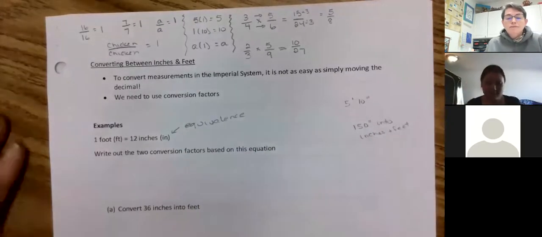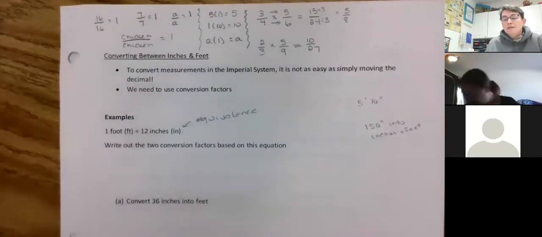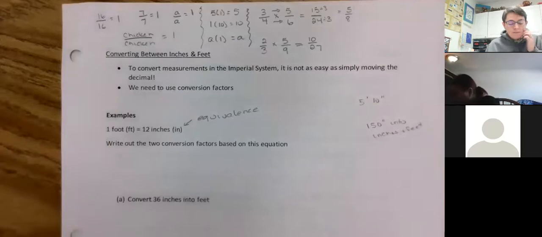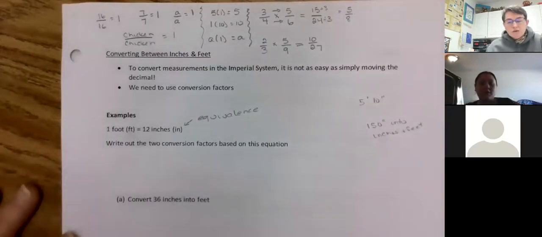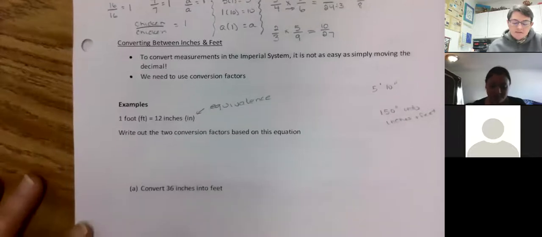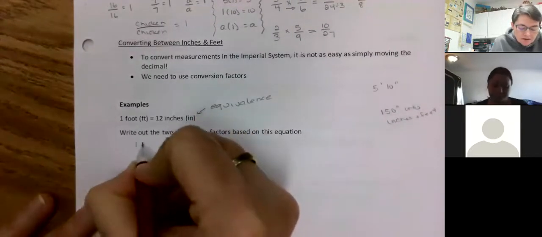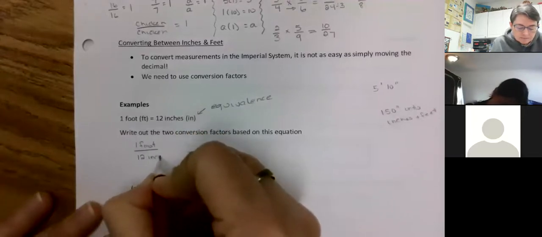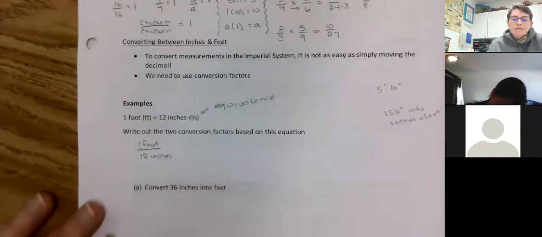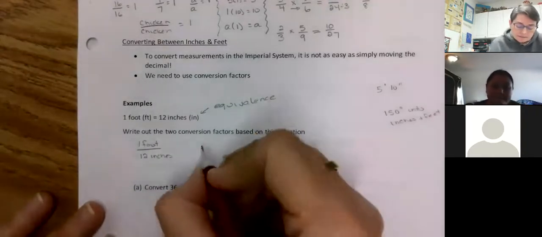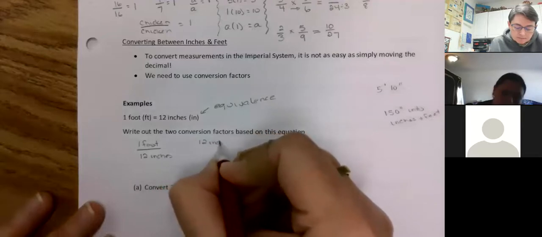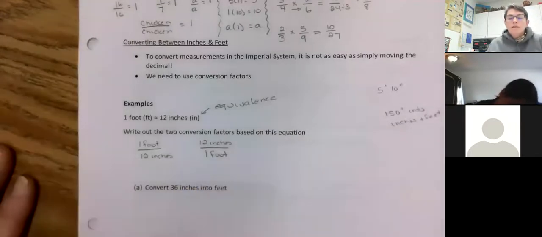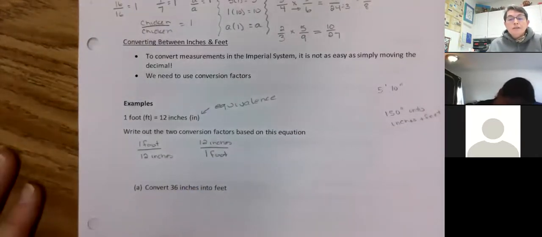This I'm going to call an equivalence. You can call it an equation, it doesn't matter too much. But from every one of these where we have something that's equal, we can make 2 conversion factors. And conversion factors are fractions. So I can put 1 foot over 12 inches. That's a conversion factor. Or I can put 12 inches over 1 foot. That's all there is to doing conversion factors.